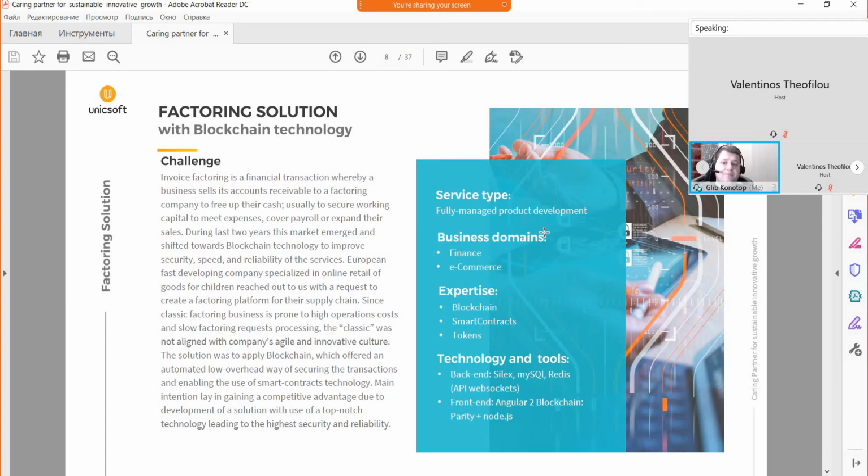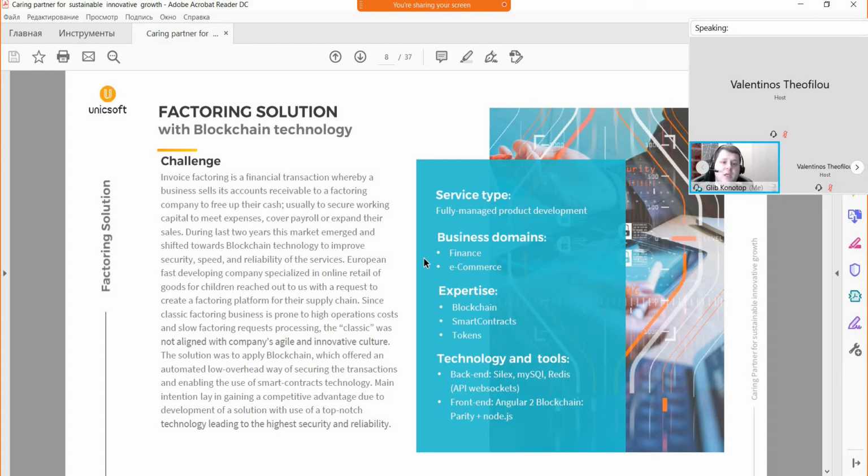So this company that resells goods for children is quite innovative, and they asked us to build a blockchain-based platform exactly to manage their accounts receivable. The solution that we offered was connected to their internal systems, where all the invoices were secured by API, and blockchain helped us to tokenize those invoices.